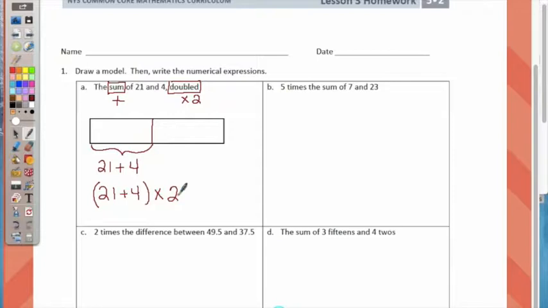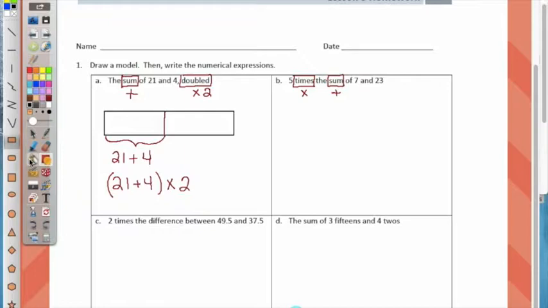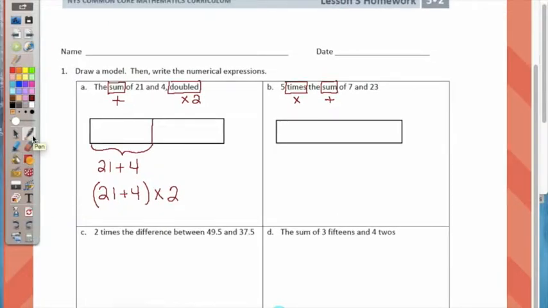What word should I put a box around? Times, or 5 times for now. And sum. So same operations as before. Are they in a different order? Yes, they are. Okay, so my tape diagram. What am I multiplying by this time? 5. So how many boxes do you think I need? 5.